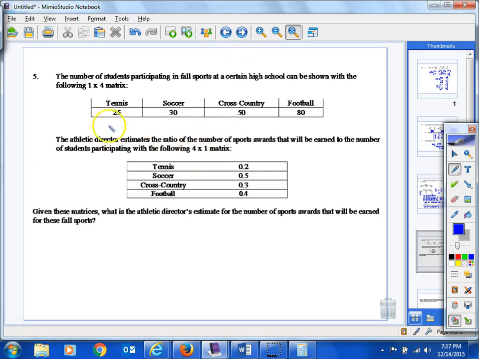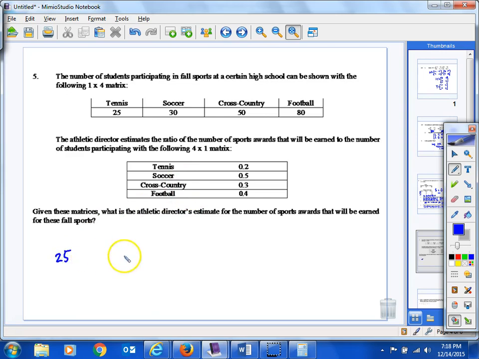Number 5, we have these number of people participating in fall sports. There's 4 different sports, and that's a matrix that's provided for us. The AD estimates that a certain percentage of these athletes will get awards, and that's represented in this 4x1 matrix. So what is the athletic director's estimate for the number of sports awards that will be earned? Basically, we're just going to multiply these two matrices together.